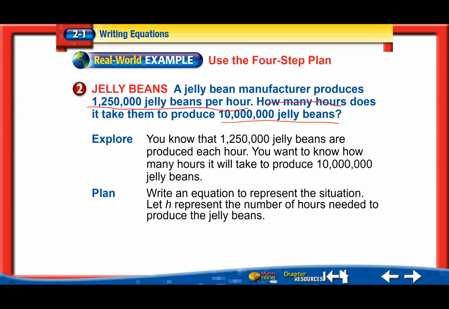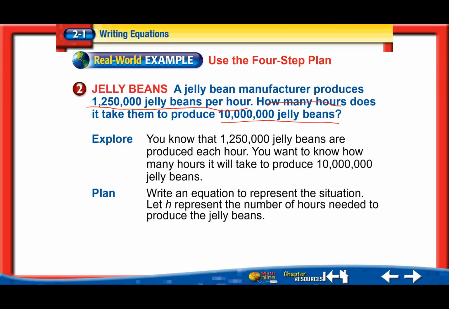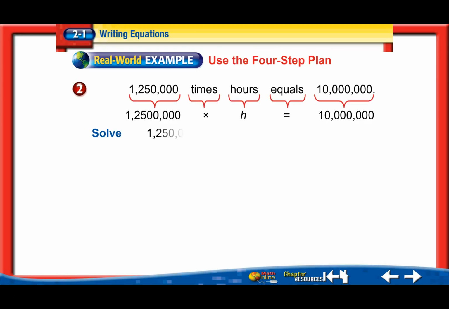Okay, so my plan is to write an equation. We're going to let H represent the number of hours needed to produce the jelly beans. So the rate times hours equals 10 million. This is kind of what we're going for. So how many hours? We have to multiply the beans per hour, that's why we did multiply. So 1,250,000 times hours equals 10 million. So we put that into an equation like this.